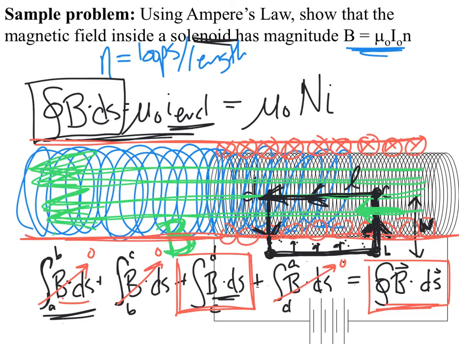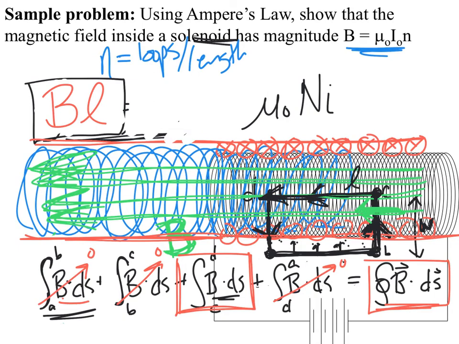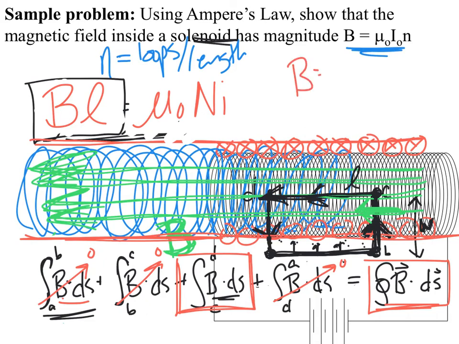So let's substitute in. I know the integral around this closed surface of B dot ds, I can now make a substitution there, because I know that's just B times L. And I've already figured this part out, it is equal to mu naught n times I. So my magnetic field strength is equal to mu naught times n times current, all divided by the length of our segment of our Amperian loop.